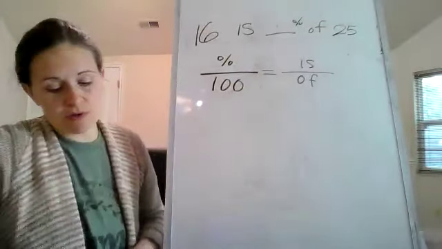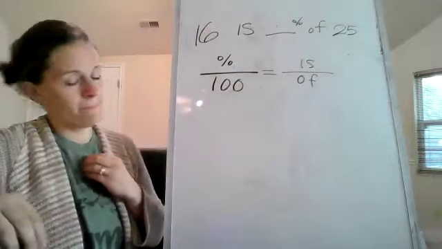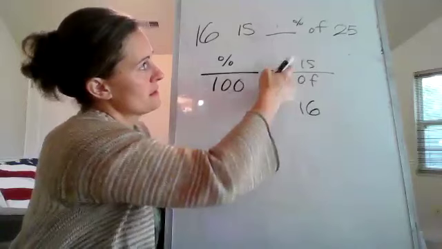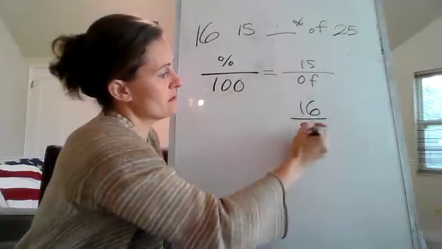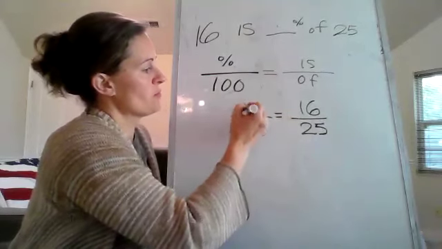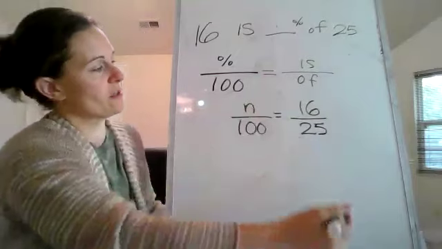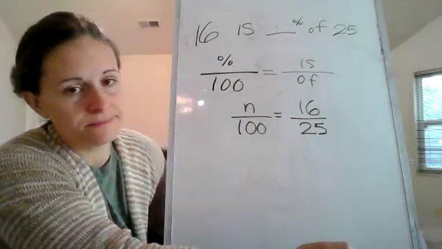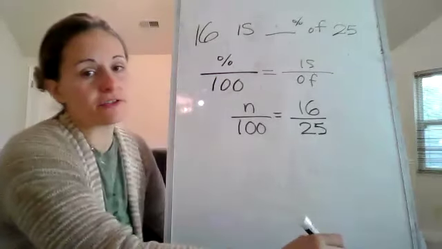16 is something percent of 25. 16 is the is, and 25 is the of. So 16 is, and then of 25, and we'll put the n for the mystery number. That's what we're looking for. So now that we set it up with the formula, how do we solve this again? We can do a shortcut on this one, but any method you remember is the right method.